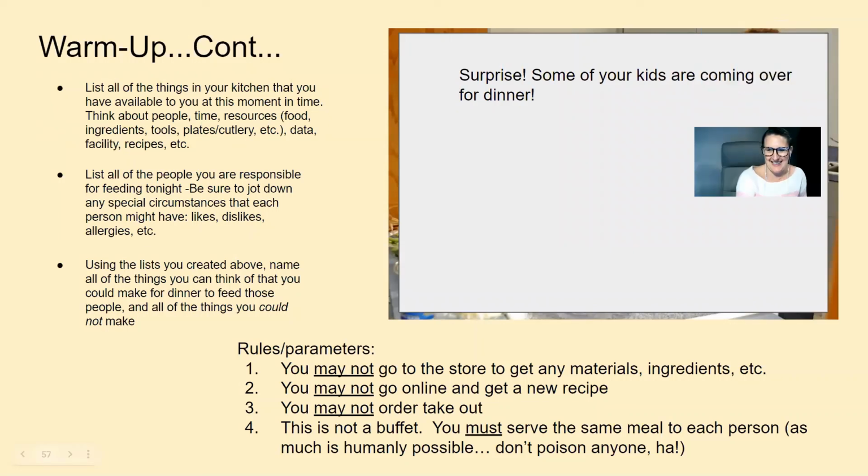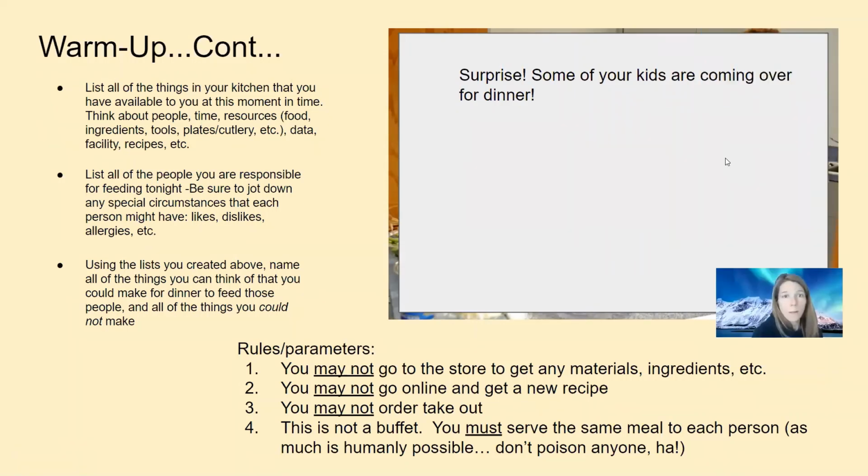Okay. So surprise. Remember the dinner that you made at the beginning of the session today? Well, some of your students are coming over for dinner, and you have to prepare a meal for them using the same rules and parameters that you had before. So you may not go to the store to get any materials or ingredients. You may not go online to get a new recipe. You may not order takeout, and you must, to the best extent possible, serve the same meal.